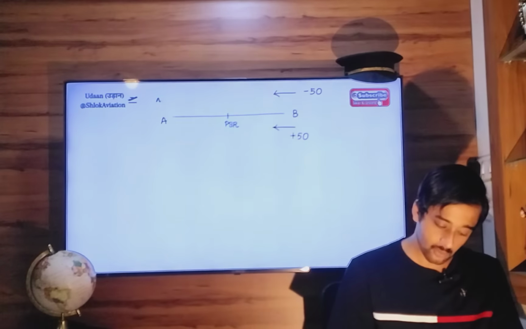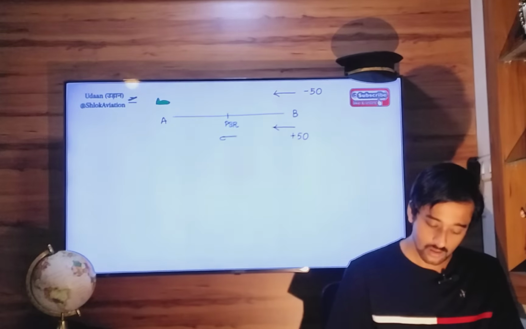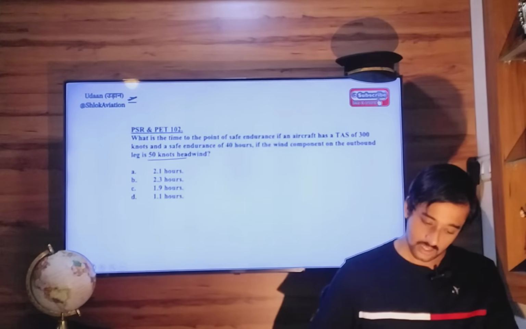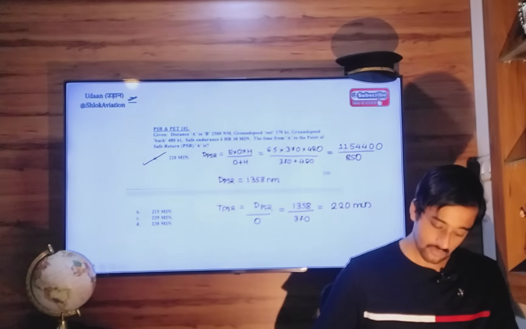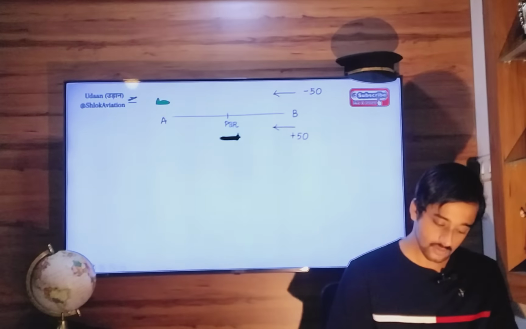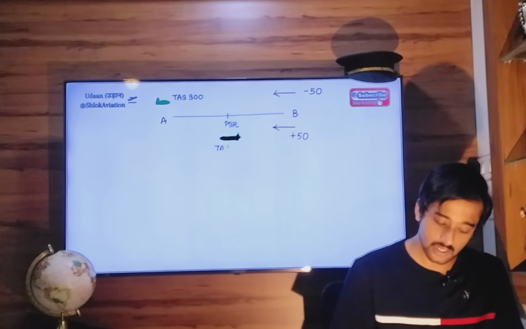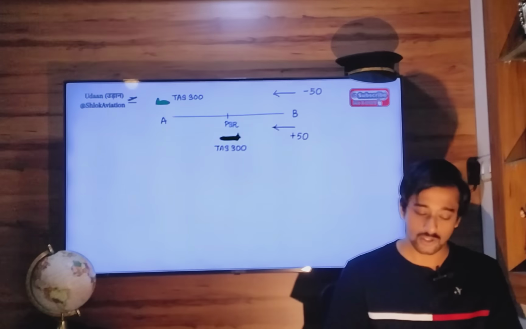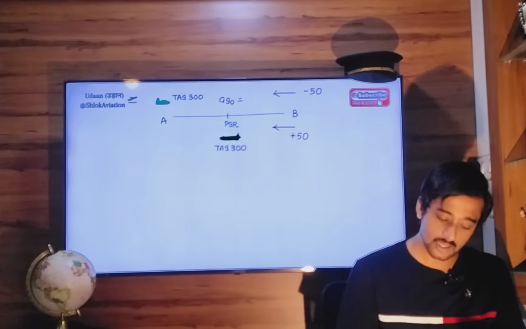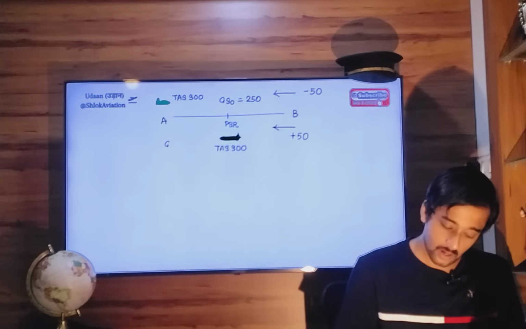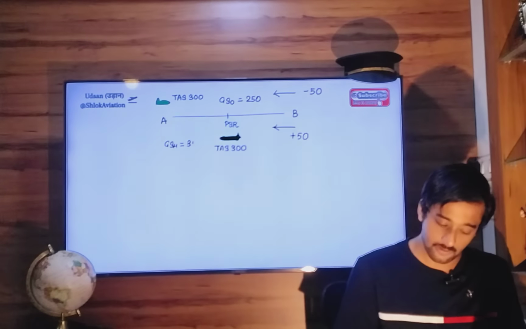This is your aircraft at point A. Aircraft at point of safe return. TAS is 300. Over here the TAS is 300. Now, what will be the outbound ground speed? It will be true airspeed minus headwind. So 300 minus 50, 250. Homebound ground speed 300 plus 50, 350.